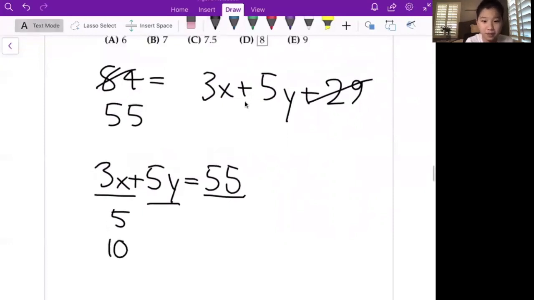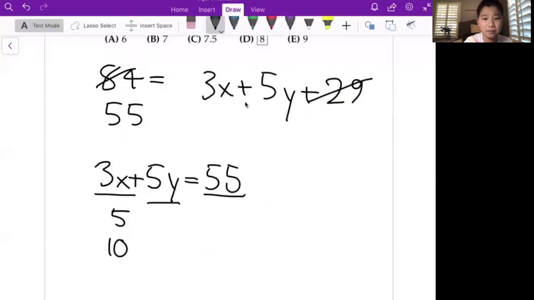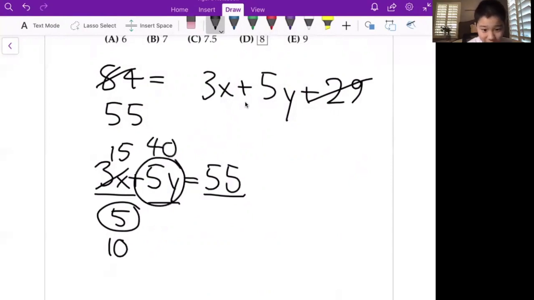But wait a minute. It says these numbers are written in ascending order. So 1 and then x and then y and then 8, 9, 11. But then x can't be 10. That's more than 8. So x has to be 5. So this becomes 15. Now this is just 40. 15 plus 40 is 55. So y equals 8.